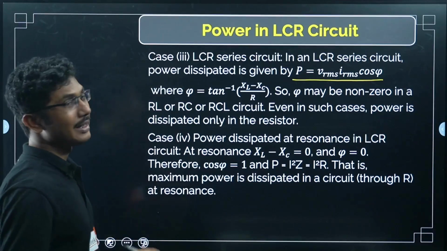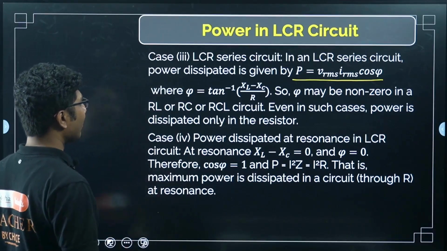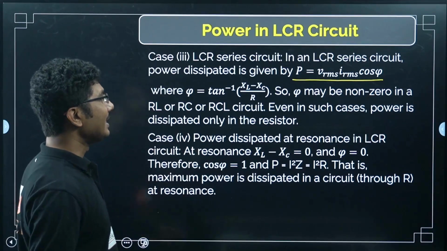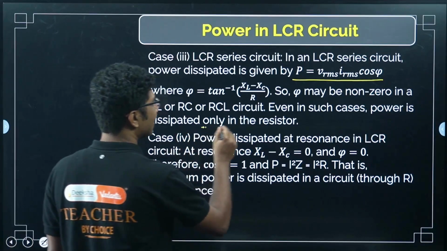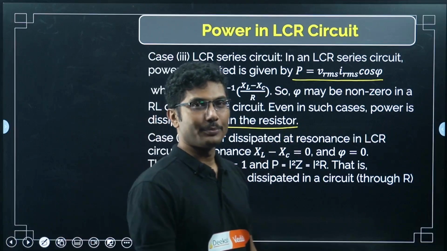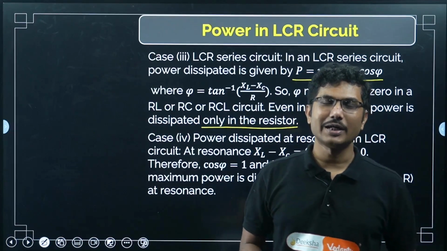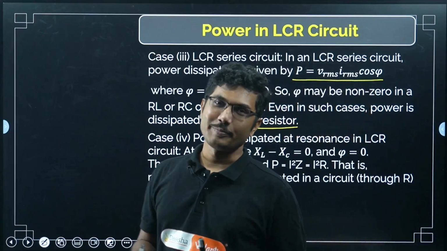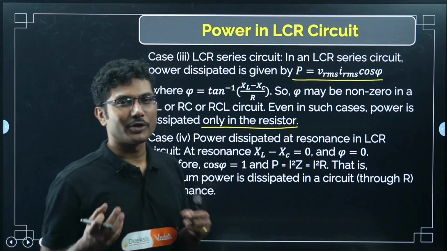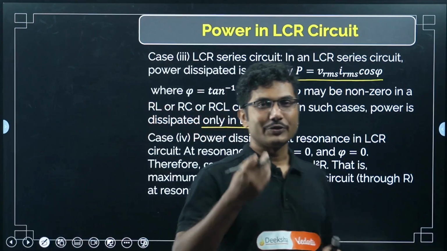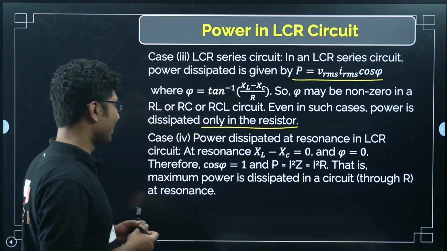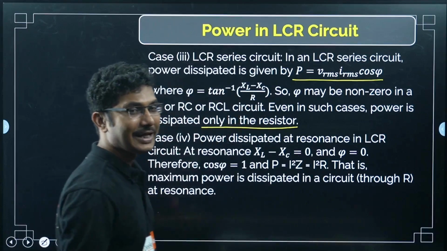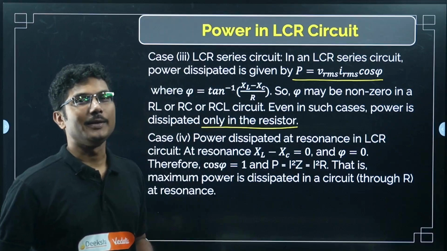So phi may be non-zero in an RL or RC or RCL circuit. Even in such cases, power is dissipated only in the resistor. So the resistor is the culprit. The resistor is the only one that consumes power. You can consider the resistor as someone who eats a lot. So he is eating and absorbing the power, but capacitors and inductors do not consume any power.